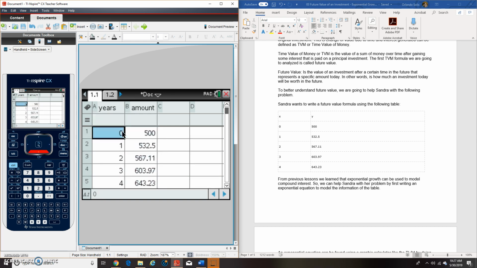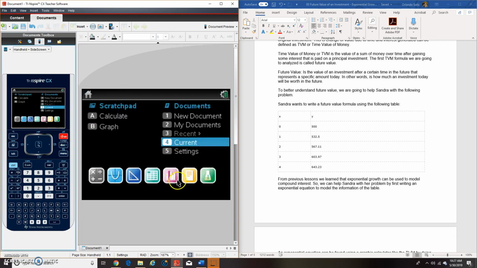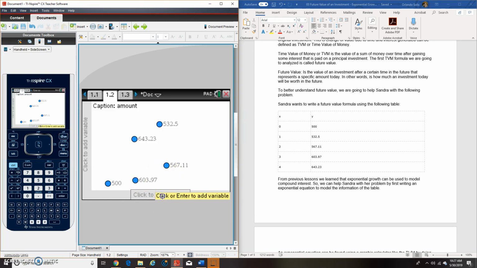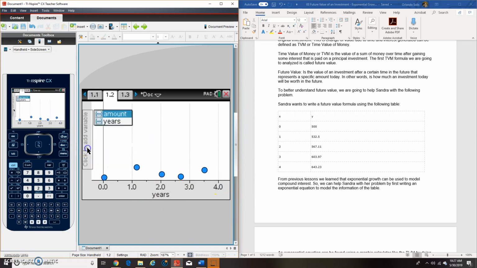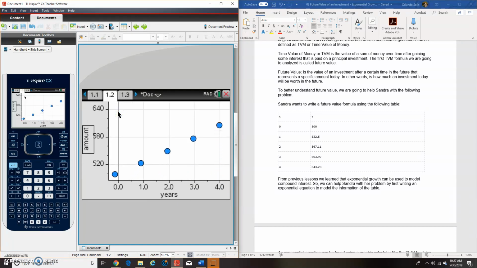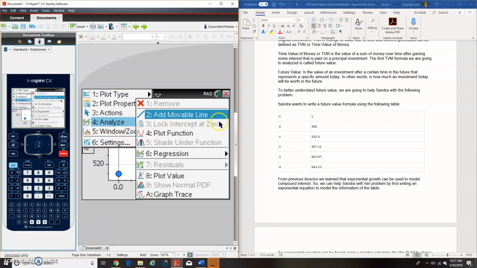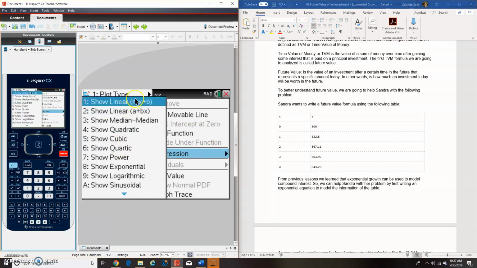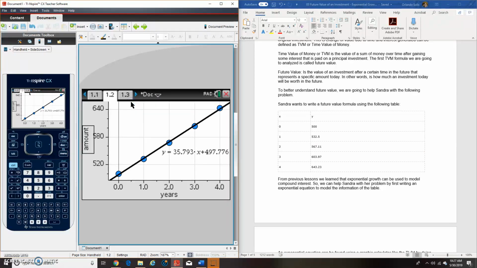So we're going to take a look at this graph first, and I'm going to show you a couple of things. First, I'm going to put years, and then we're going to put the amount right here. And as you can see, it looks like it should be a linear graph. So we're going to make the assumption that it is linear. We're going to go to the linear regression, show linear. There it is. And as you can see, these points don't really fit.